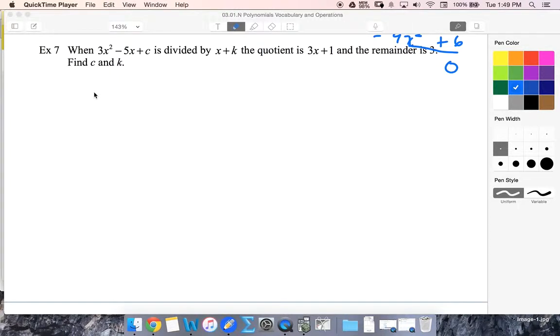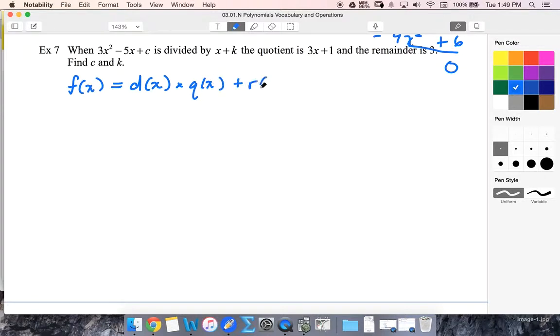In this example, we're saying that 3x squared minus 5x plus c is divided by x plus k. The quotient is 3x plus 1 and the remainder is 3. Well, let's think about our algorithm that we had before, which said that a function is equal to the divisor times the quotient plus the remainder. So let's work this out.